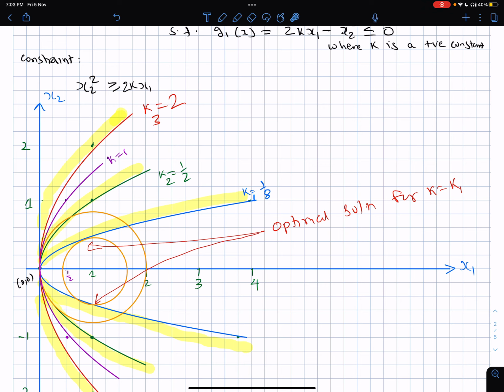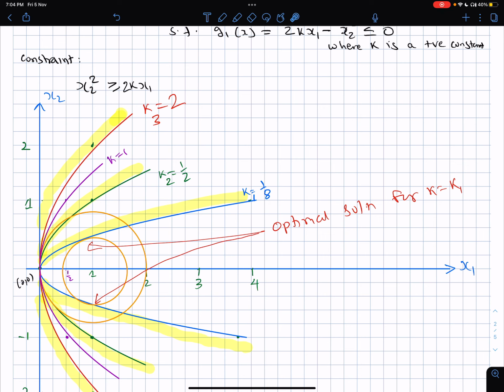Now if k is half, 2k will become 1. So I am just looking at x2 square equal to x1. If I take x1 equal to 1, then x2 square is equal to 1, and so x2 will become plus or minus 1. Therefore I get 2 points here and here, and based on these 3 points I can now draw this curve.